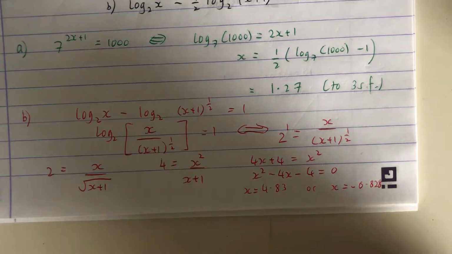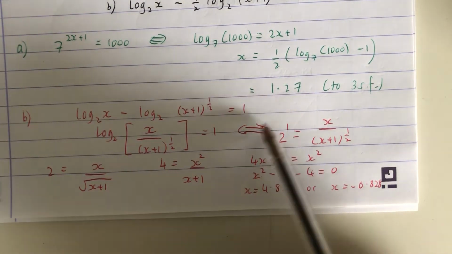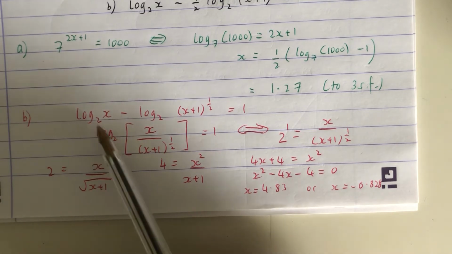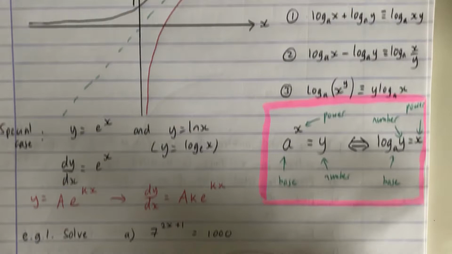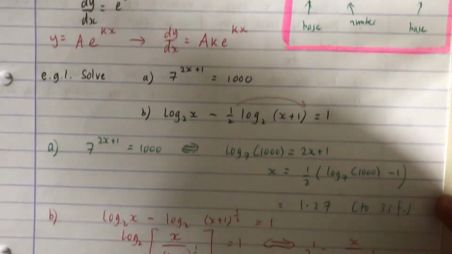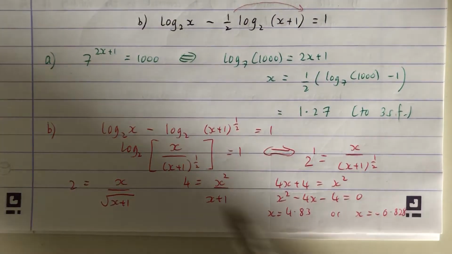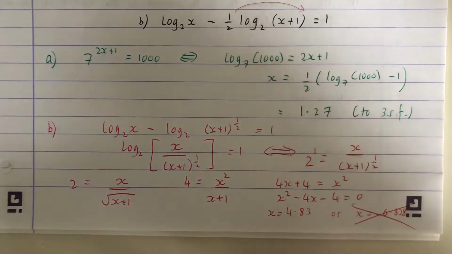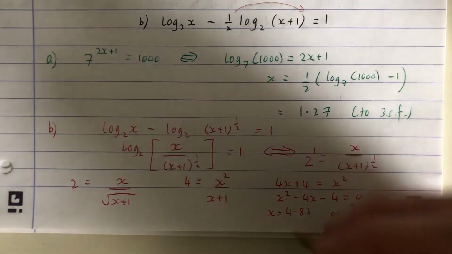because even though the quadratic gives two answers, the original equation contains logarithms, and from the sketch above, you can't have a log of a negative number. So if I try to substitute a negative number into that original equation, it will give me a math error. So the only correct answer is 4.83 to 3SF.